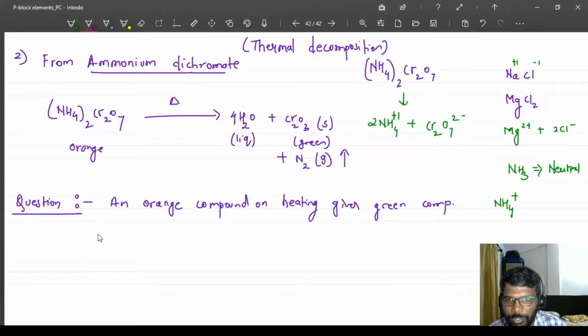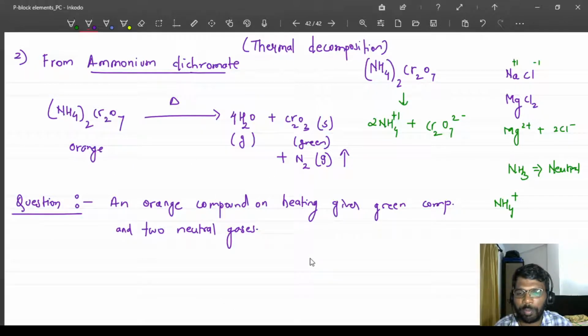and two neutral gases. Okay, here water will also be there, remember, in a gaseous form. And by mistake, I wrote it like a liquid compound and two neutral gases. Identify them. So here it is ammonium dichromate. That is what the thing is. So these are the two preparations we complete from here.